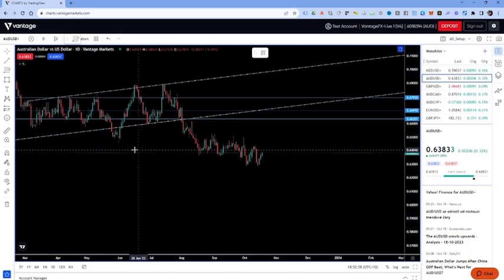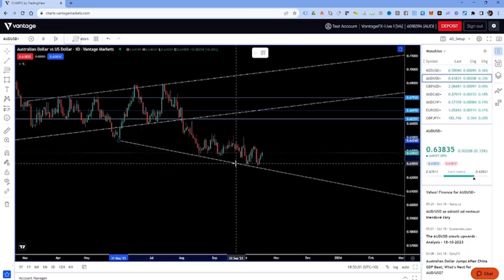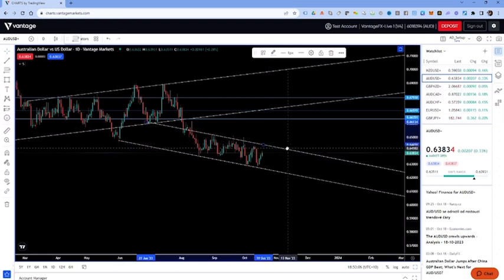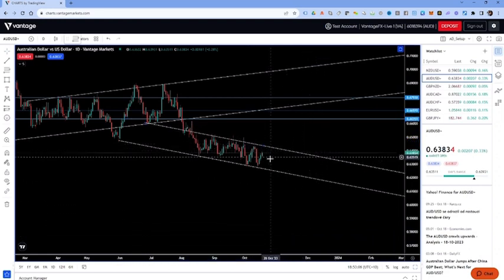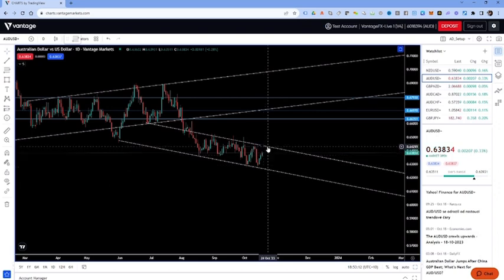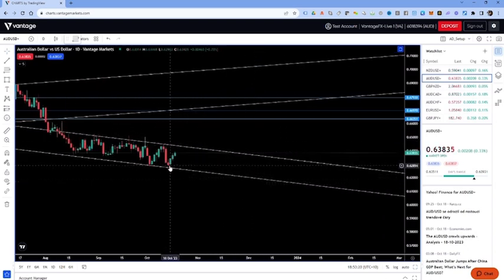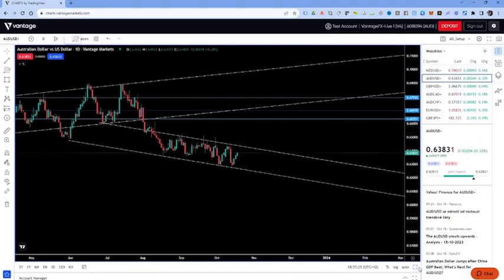So we've got a little bit of channel support there, which we can use to do something like that. Looks like it's just kind of channeling at the moment. It's possibly going to go to the top of this channel. Not necessarily, but it could. It didn't quite get to the bottom here, so maybe it still has some room to go down first.